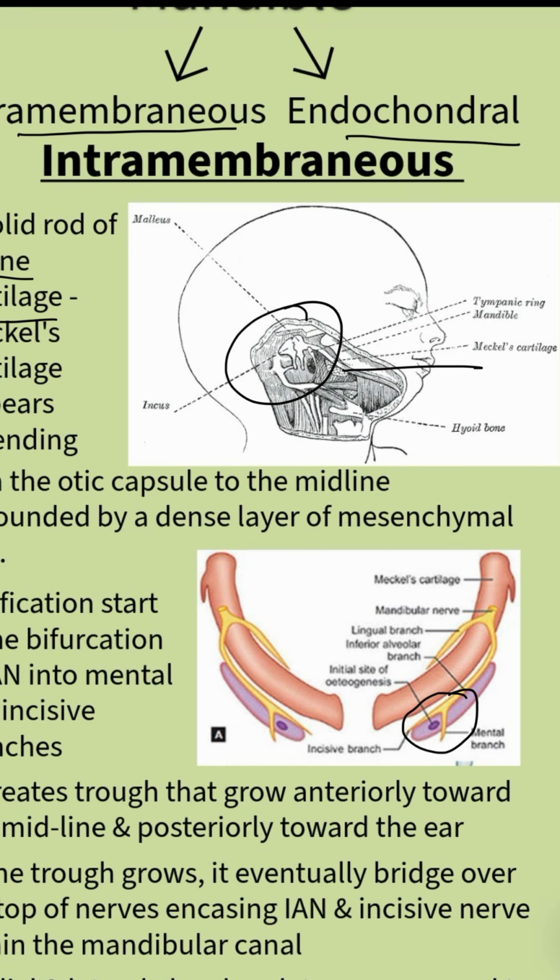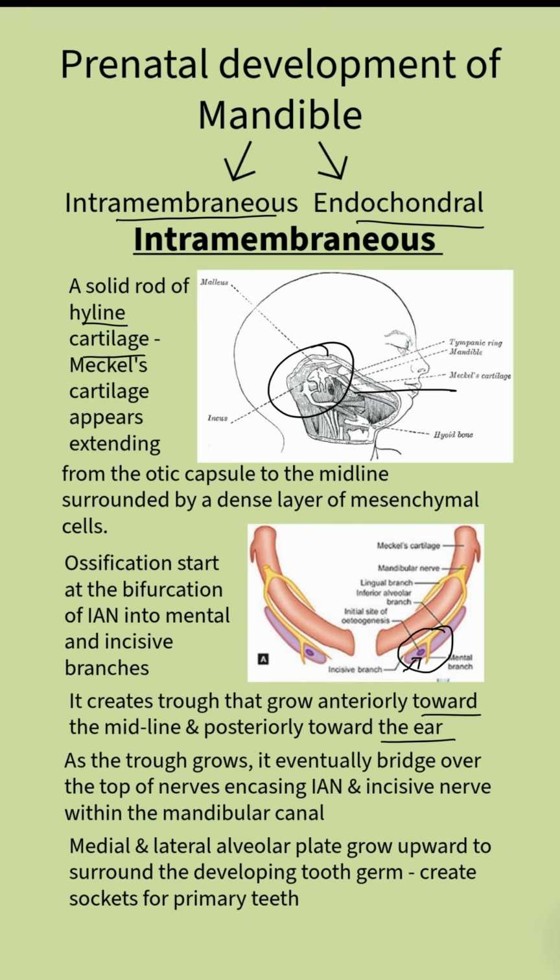Ossification starts at the bifurcation of the inferior alveolar nerve into the mental and incisive branches. From this center, intramembranous ossification spreads. It creates a trunk that grows anteriorly toward the midline and posteriorly toward the ear. As the trunk grows, it eventually bridges over the top of the nerve, encasing the inferior alveolar nerve and incisive nerve within the mandibular canal. The basic shape is established.